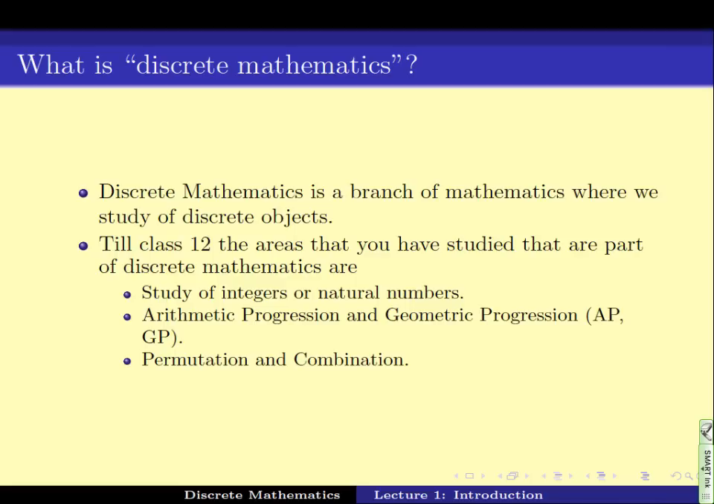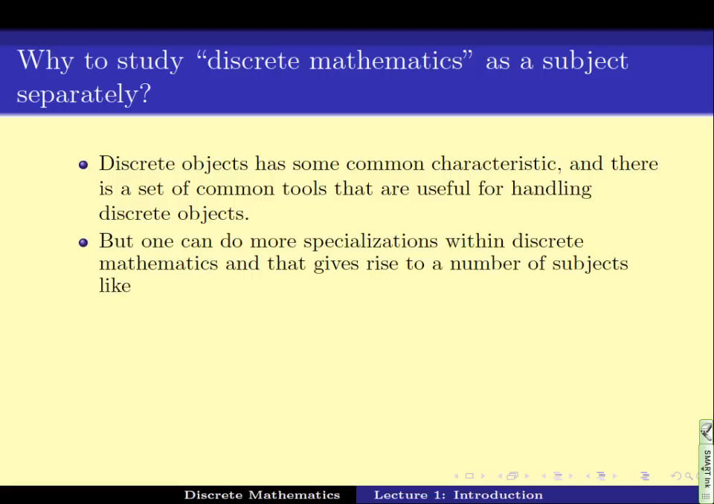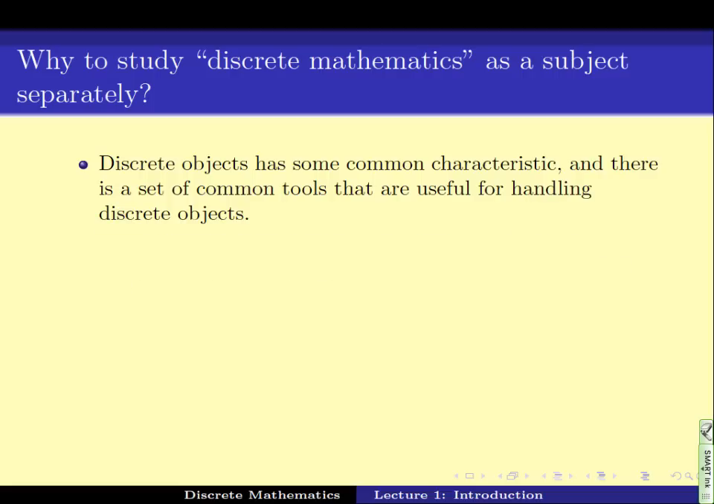Now, let us go to the next most important question. Why study discrete mathematics as a separate subject? The reason is that discrete objects have some common characteristics, and hence a set of common tools useful for handling these objects has been developed. So in this subject of discrete mathematics we study this general set of tools.